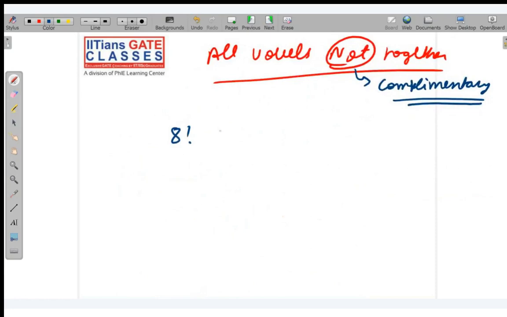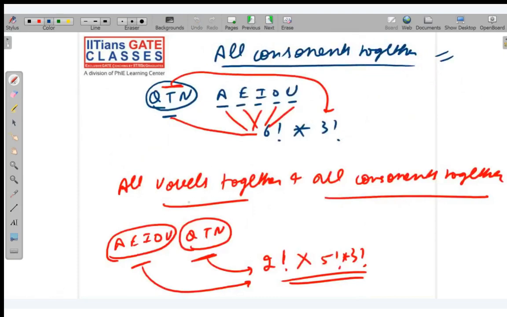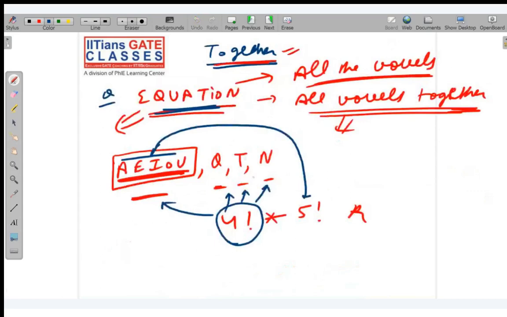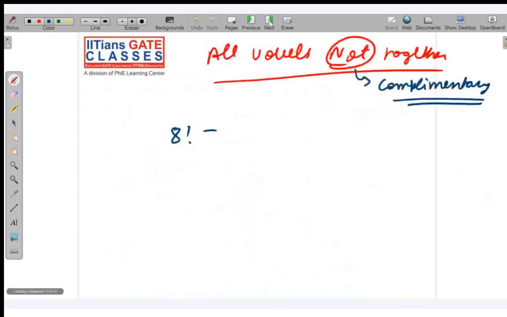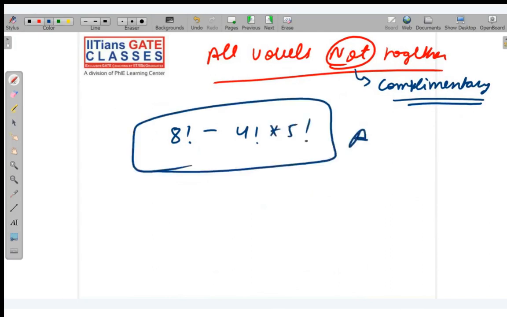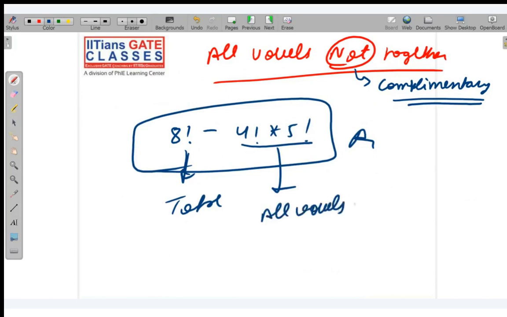And for all vowels not together, what are the cases where all vowels were together? All vowels together case was 4 factorial into 5 factorial. So I will simply subtract it: 8 factorial minus 4 factorial into 5 factorial. This is my answer. From the total, we have subtracted all vowels together. This is the way to do it. Otherwise you will get confused in the GATE exam. There will be a hell of a lot of cases which you have to consider for all vowels not together.